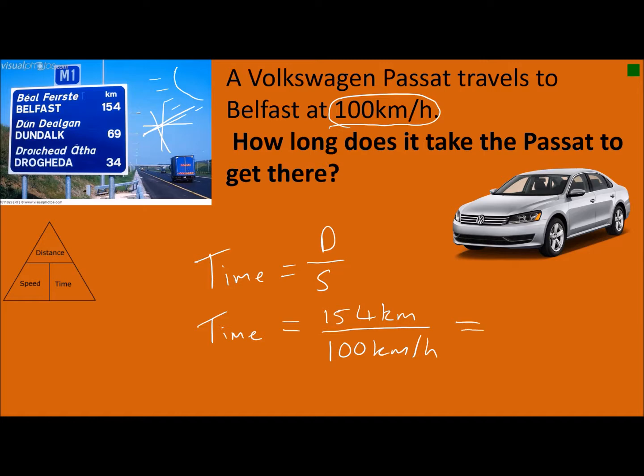154 divided by 100. Looking at the units, that km and that km will cancel. So our units will be in hours. Makes sense, because what are we looking for? Time. 154 divided by 100 equals 1.54 hours. Now remember, with hours, that doesn't mean 1 hour 54 minutes. It means 1.54, so just over 1.5 hours.